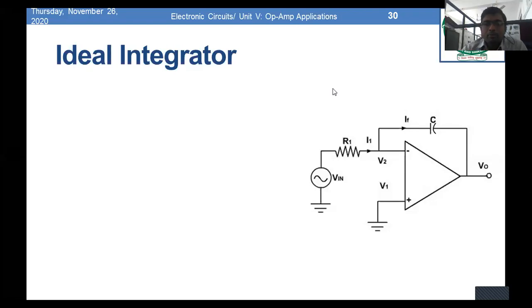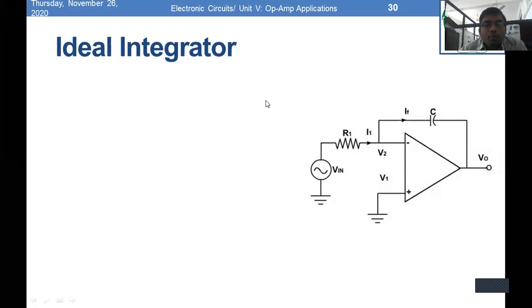So today we will start the topic of integrator and differentiator. In the last lecture, we learned about the adder as well as the subtractor. Today we will continue with a new topic, that is the ideal integrator first, and then we have to learn the practical integrator. There are some drawbacks of the ideal integrator that we will learn during the analysis of this circuit. So please all of you draw this diagram.